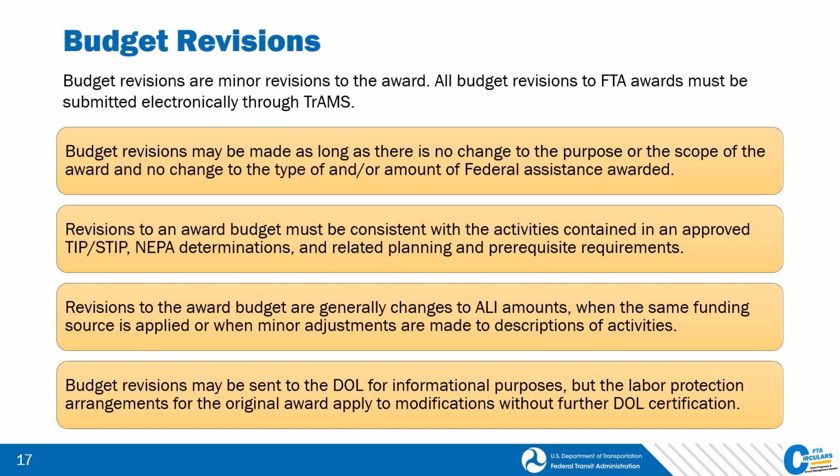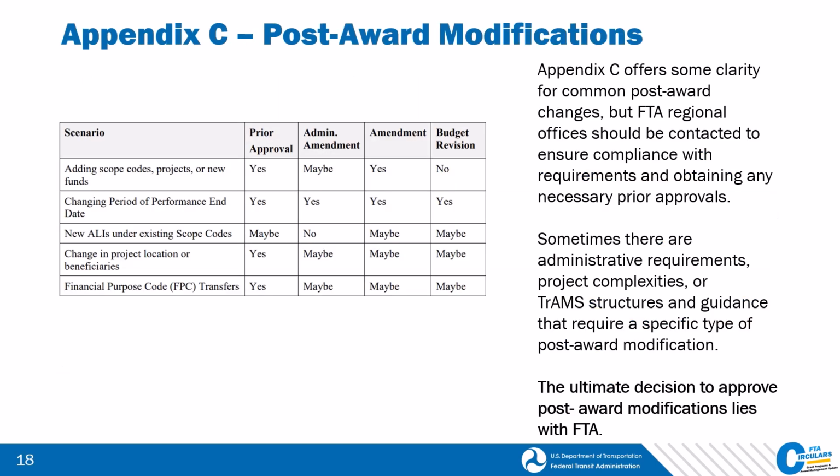prerequisite requirements. Even though budget revisions do not follow the same workflow as an amendment, there are times when budget revisions may be sent to the DOL for informational purposes, but the labor protection arrangements for the original award apply to modifications without further DOL certification. Appendix C offers some clarity for common post-award changes, but FTA regional offices should be contacted to ensure compliance with requirements and obtaining any necessary prior approvals.